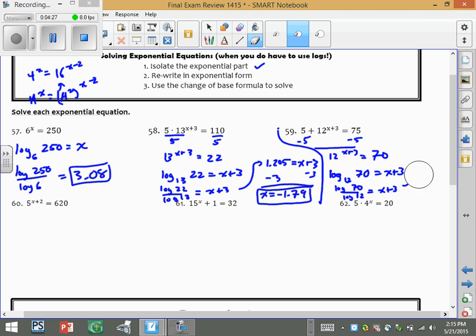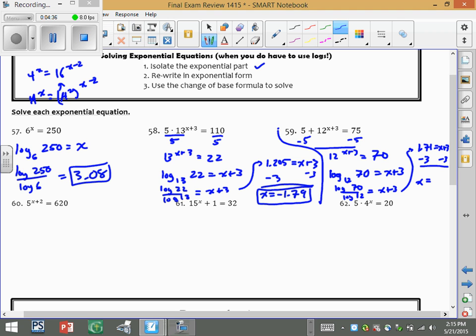And that's, let me kind of rewrite this where we have some room to work. 1.71 equals x plus 3. Subtract 3 from both sides, so x equals negative 1.29.